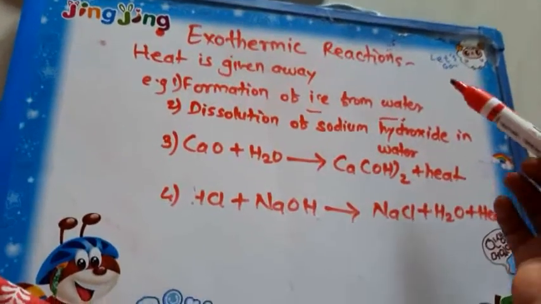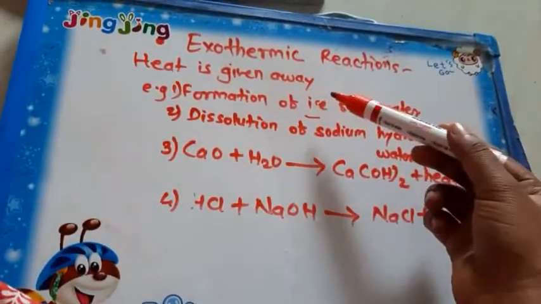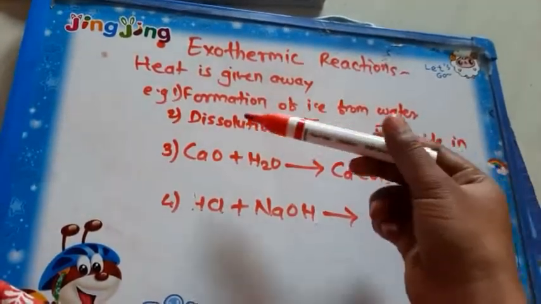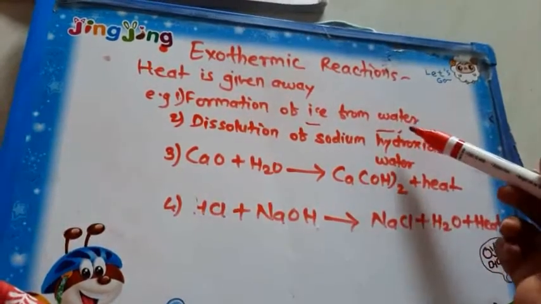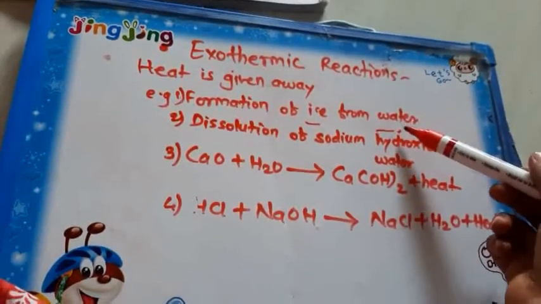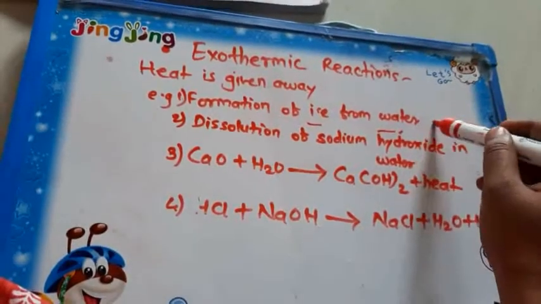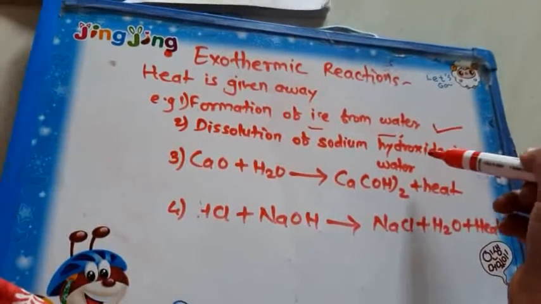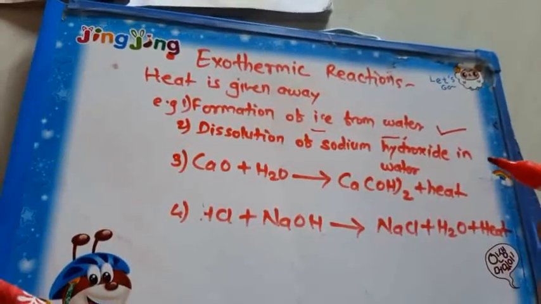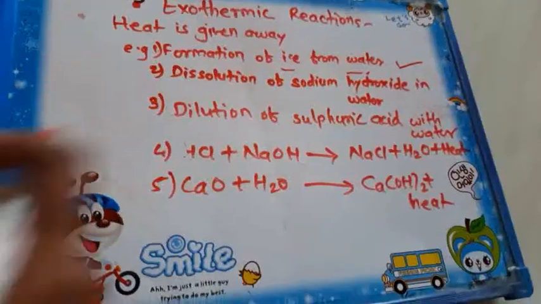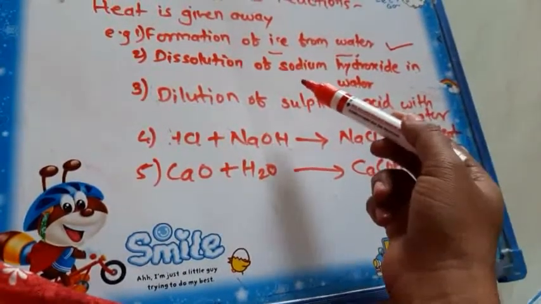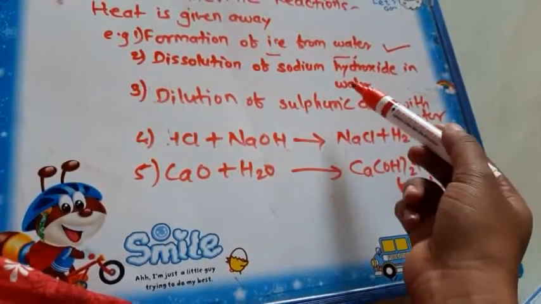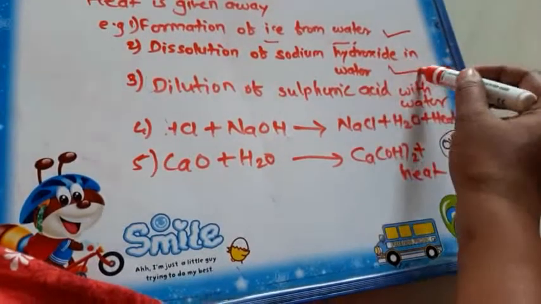Next is exothermic reaction. If heat is given out from the reaction, then it is called exothermic reaction. For example, formation of ice from water. While forming ice from water, heat is given outside. So it is an example of exothermic reaction. Next is dissolution of sodium hydroxide in water. During dissolution of sodium hydroxide in water, a large amount of heat is given out. So it is also an exothermic reaction.